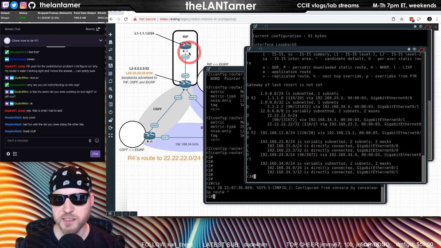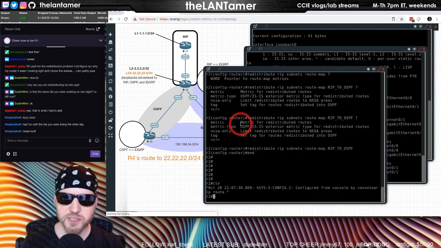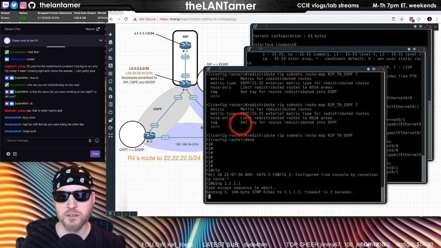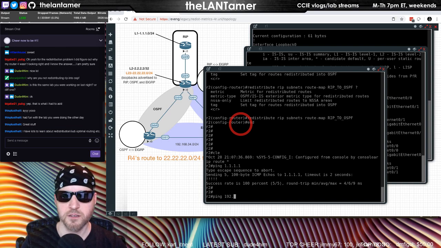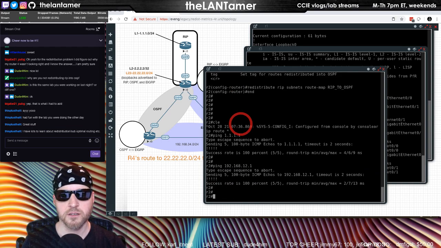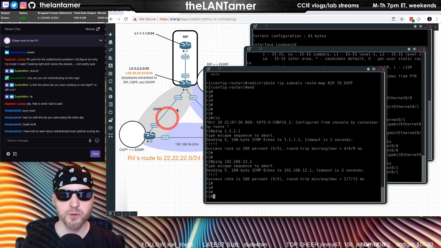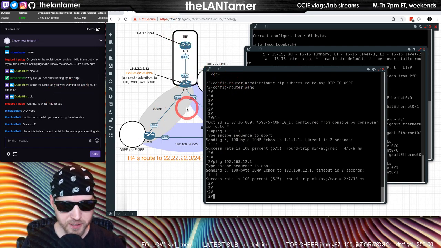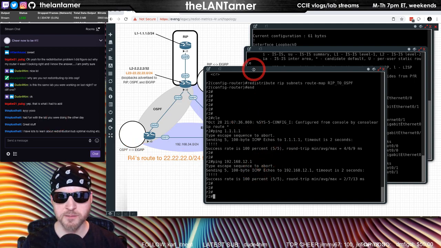But the point is that this segment and this segment are now reachable. And it's going to go through OSPF, which is good. Now let's just do a quick check. Before we look at problem 3, let's just make sure we have full reachability on our network here.